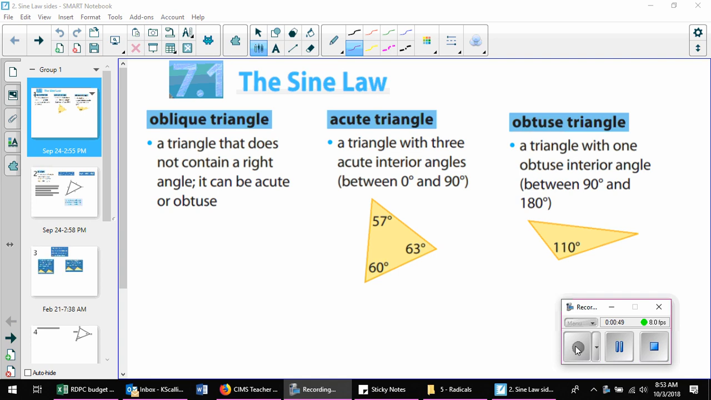Obtuse triangle. An obtuse triangle has one interior angle that's greater than 90. I don't know if they put a classifying triangle question on your exam, but they might ask you something like, what trig ratio would you use, or how would you solve this? They give you a word question where they're asking how you solve it. So you have to say, I use sine law because there's no 90-degree angle, or it's an acute triangle, and I can't use regular trig ratios. So they might ask you a question like that.